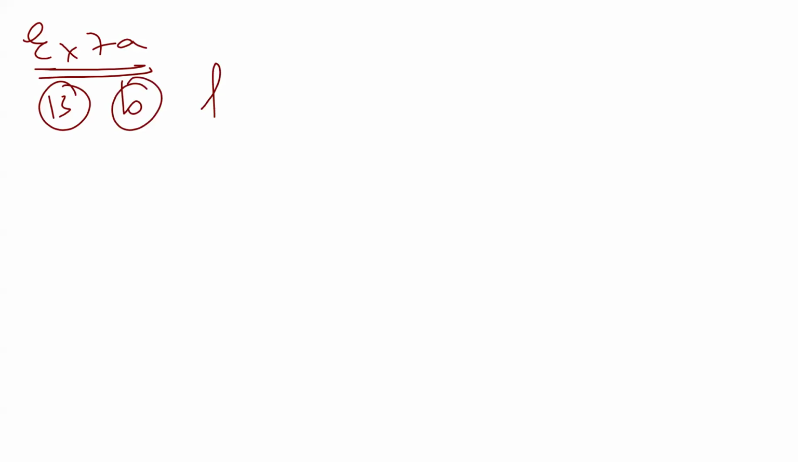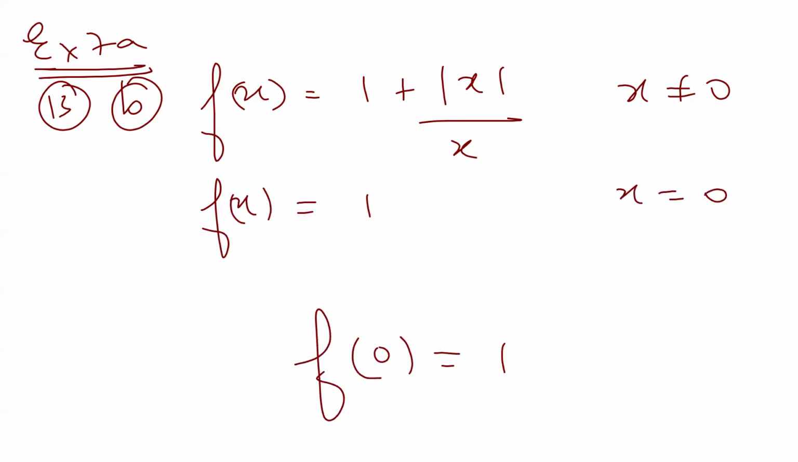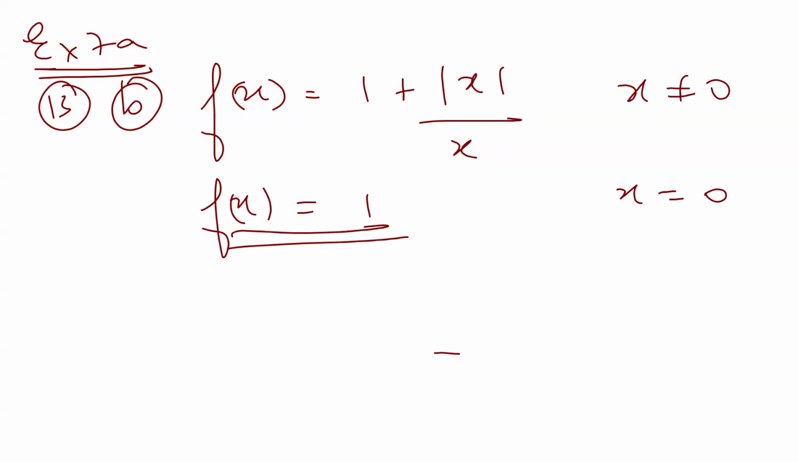Okay, so f of x is equal to (1 plus modulus of x) upon x, for x not equal to 0, and f of x is equal to 1 when x is equal to 0. If you read the question, they have given f of 0 equal to 1. So you need to know this. And we need to discuss the continuity at x equal to 0. We have to check whether the function is continuous or not at x equal to 0. It's given in the problem very clearly, right?